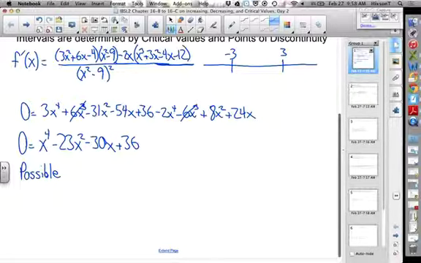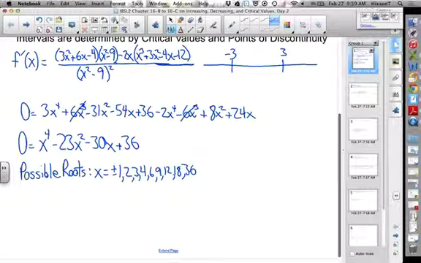How do we determine our possible roots? P over Q. What does that mean? The factors of the constant over the factors of the leading coefficient. The leading coefficient's 1, thankfully, so that makes this a little easier. 1 and 36, 2 and 18, 3 and 12, 4 and 9, 6 and 6. So we actually have 18 possibilities.